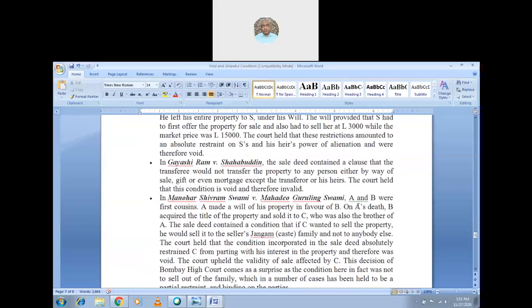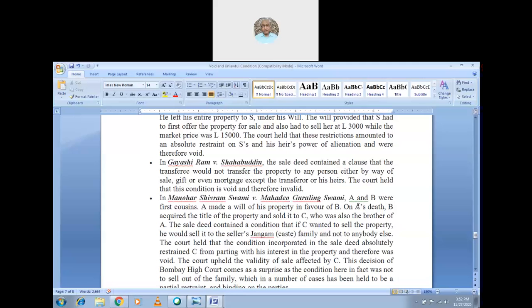Then let us see the Gayan Ram versus Shahabuddin case law. The sale deed contained a clause that the transferee would not transfer the property to any person, either by way of sale, gift or even mortgage, except to the transferor or his heirs. The court held that this condition was void and therefore invalid. When the transfer is given, they should not say that except to the heir, the gift is valid only with his acceptance.